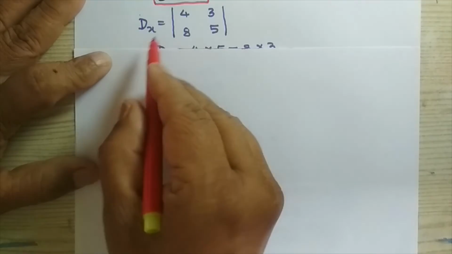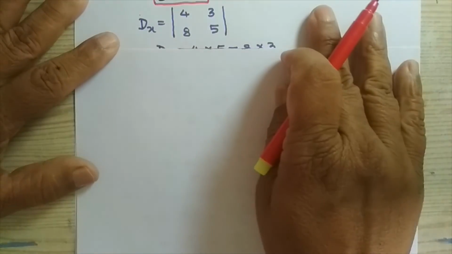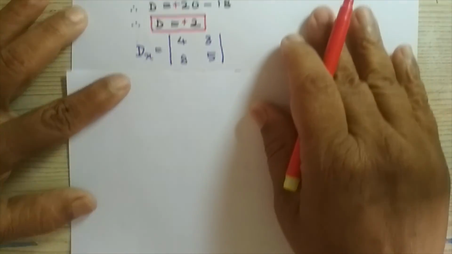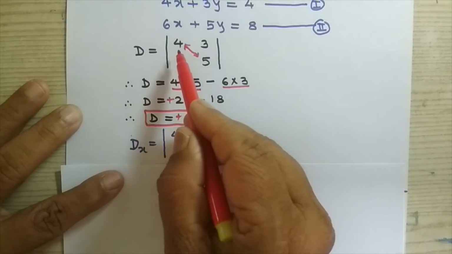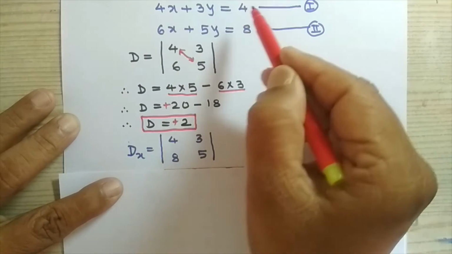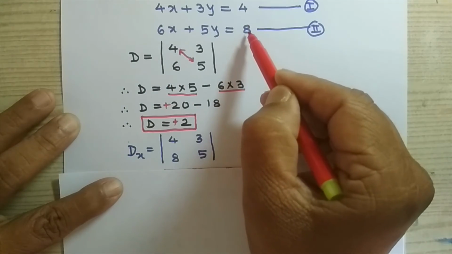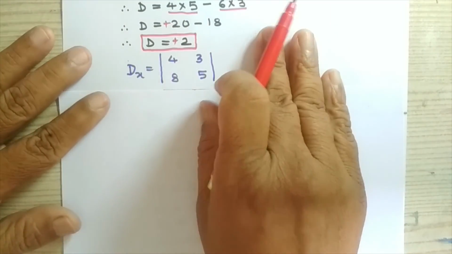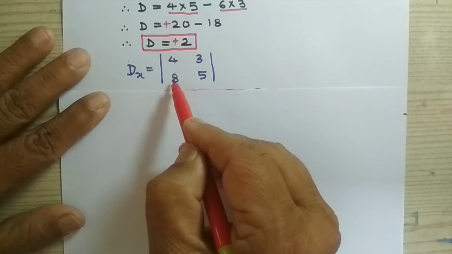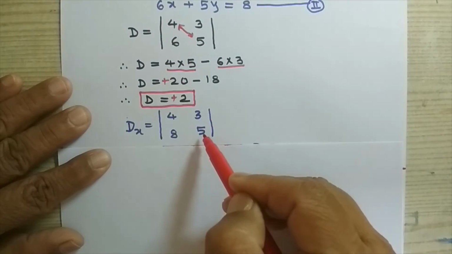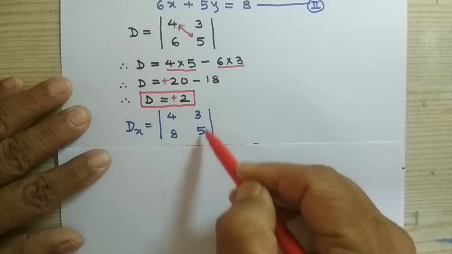Another determinant, Dx. Dx means we know that we have to cancel the coefficient of x, 4 and 6. We have to cancel them here and write in their place 4 and 8. See here, then this becomes 4 and 8. First we have to take the 3 and 5, as it is here.